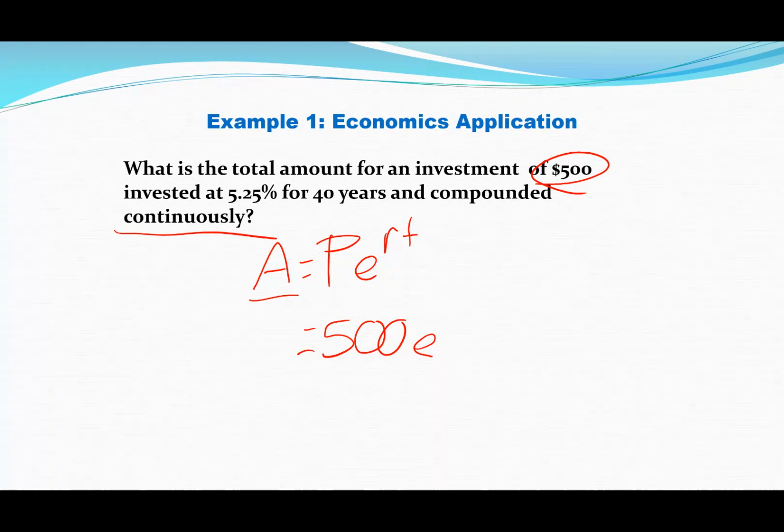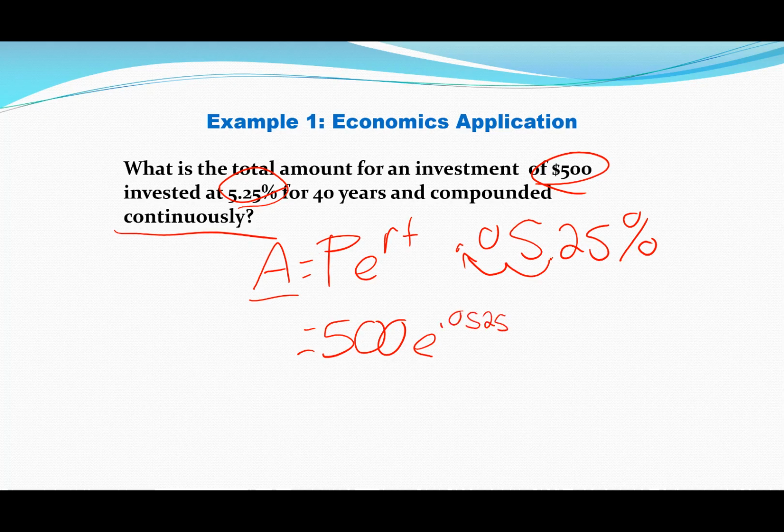R represents rate, and our rate is 5.25%. And just like before, we need to convert this from a percentage to a numeric value. So move the decimal 2 places left, and you get 0.0525. And then 40 years, that's our T. So we're going to make sure we multiply by 40. So there's your formula. Now it's just a matter of typing this into the calculator.